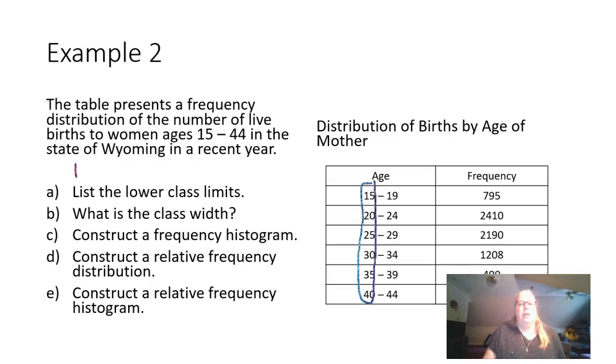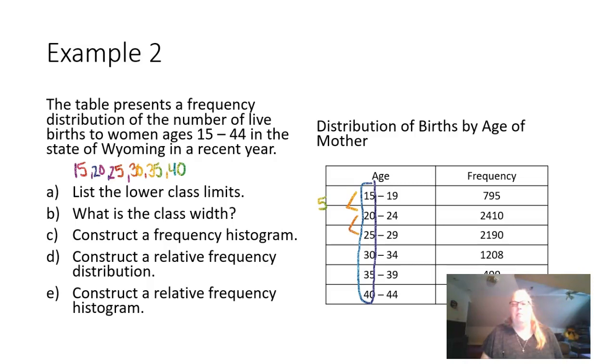In this case, we're looking at 15, 20, 25, 30, 35, and 40. Part B, what is the class width? Well, we get the class width by subtracting 2 consecutive lower class limits. So if I subtract 20 minus 15, I'm going to get 5.